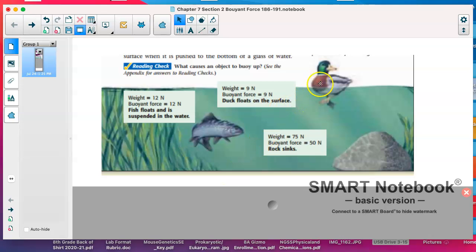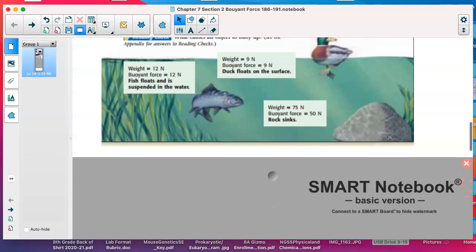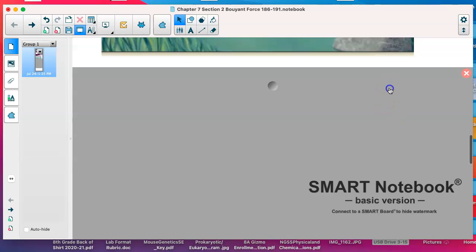So they show you a duck. It's 9 newtons, and the buoyant force is 9, so it's going to float, right? But fish can float at different depths because of their swim bladder, which we'll talk about. So the weight of the fish is 12 and the buoyant force is 12. And so it's going to float, but it can adjust its buoyancy differently with its swim bladder. And we'll mention that in a little bit. Now the rock is 75 newtons and the buoyant force was only 50. So it's going to sink. So there again, if you were to flatten out this rock, and it still weighed 75 newtons, but it could displace more water by its shape, you might see a different outcome because of that.